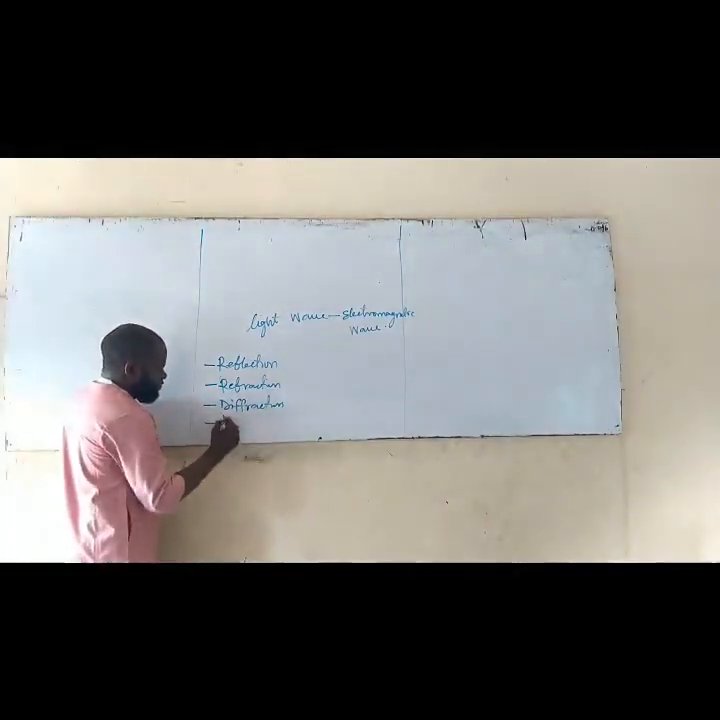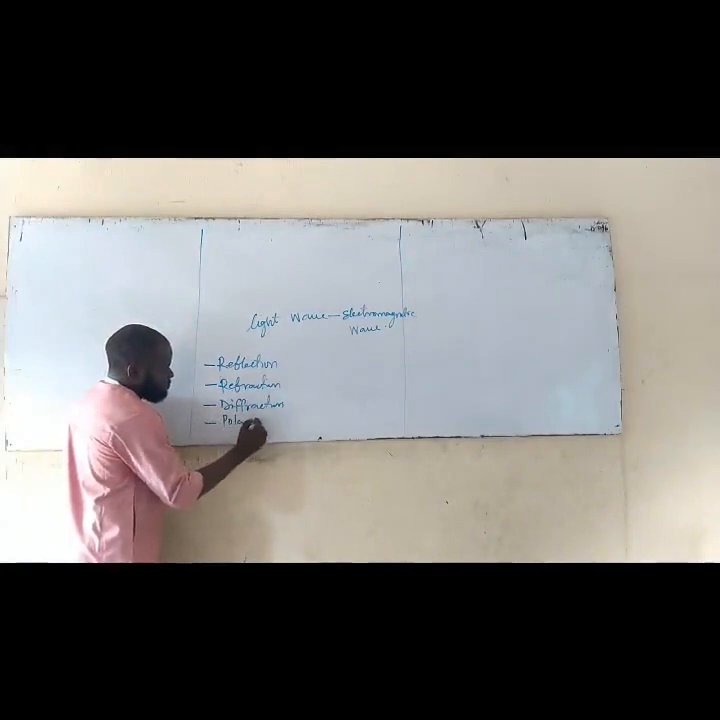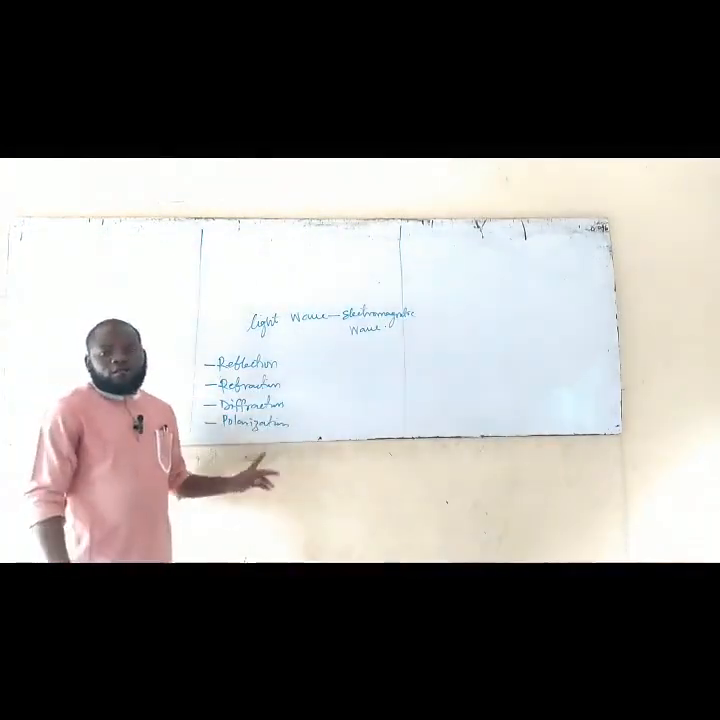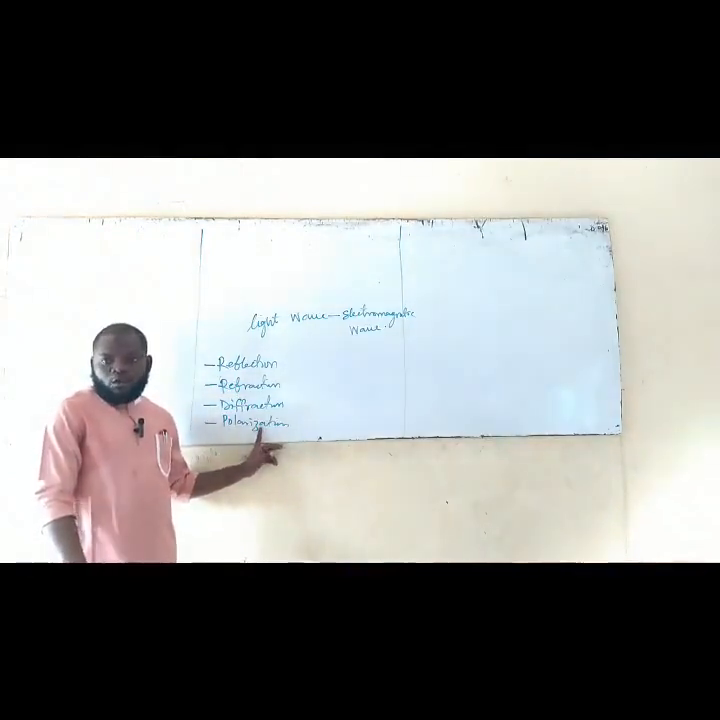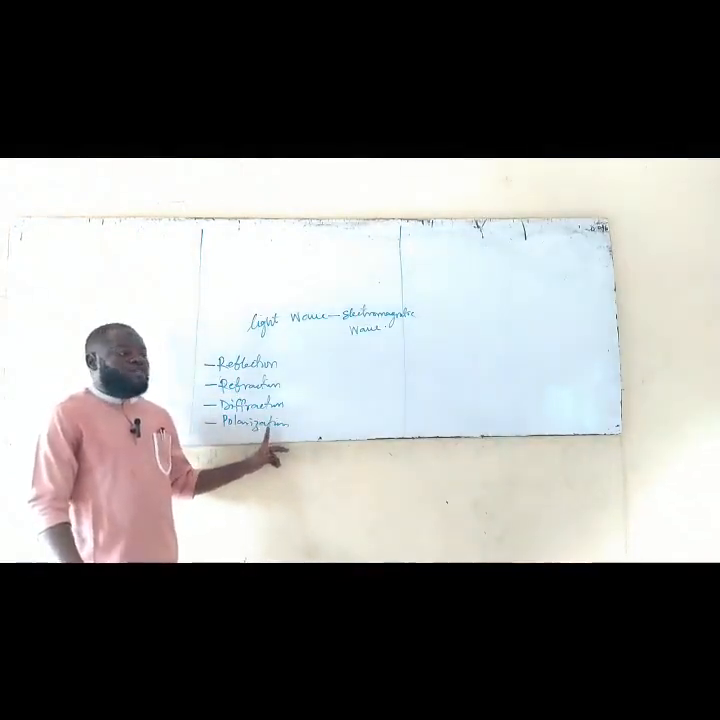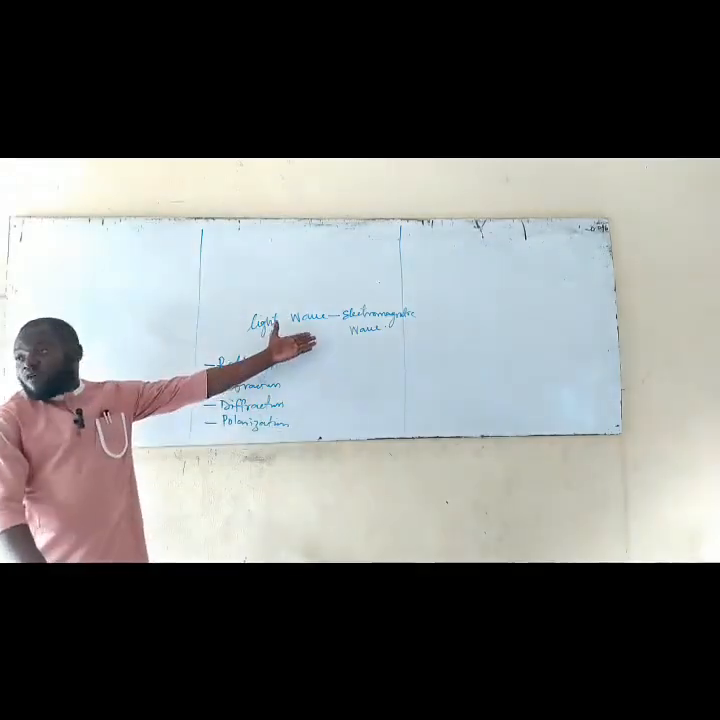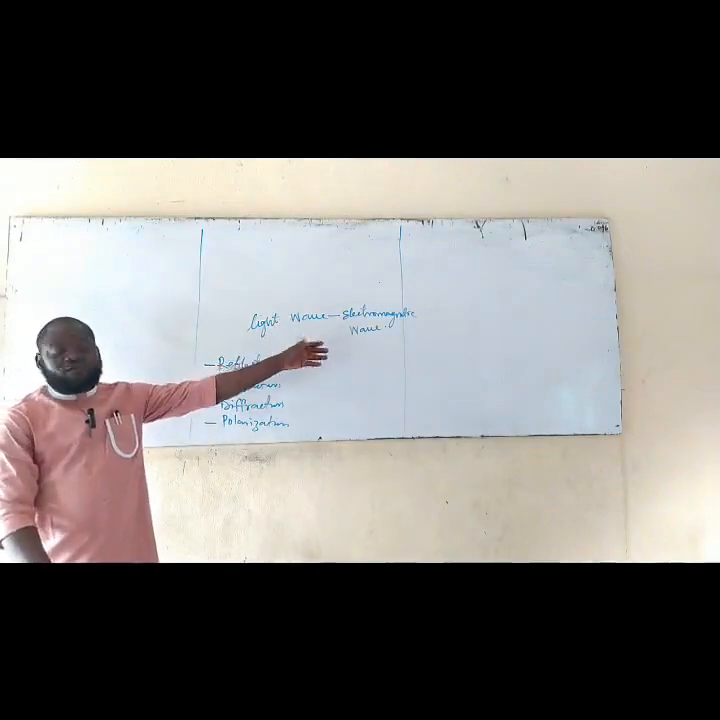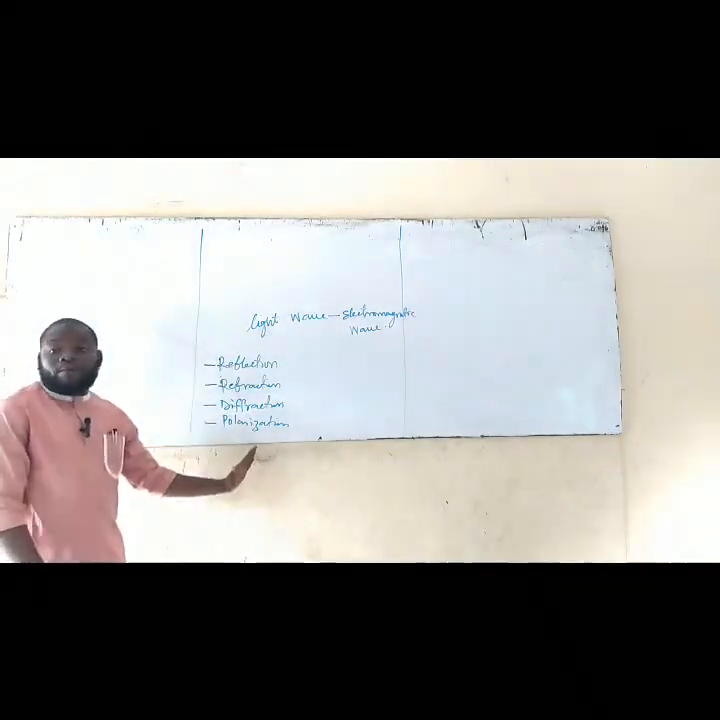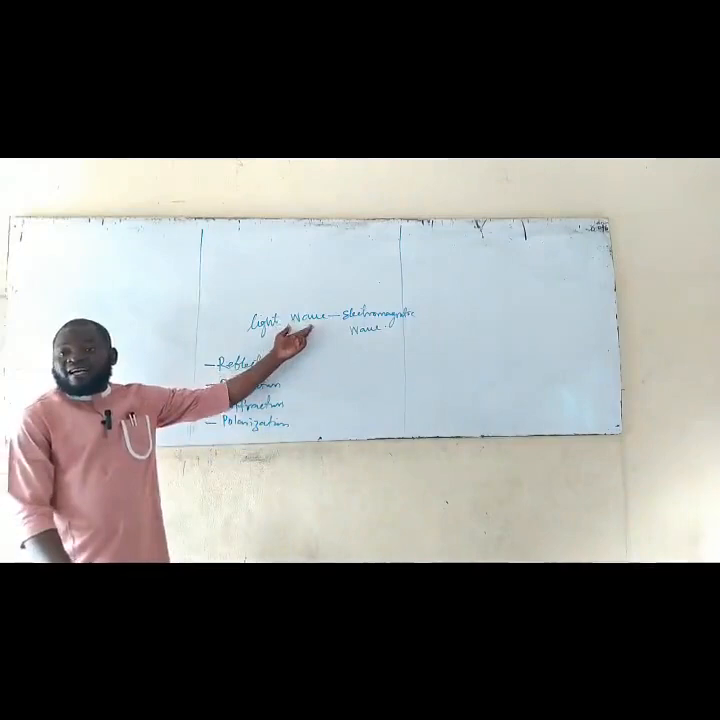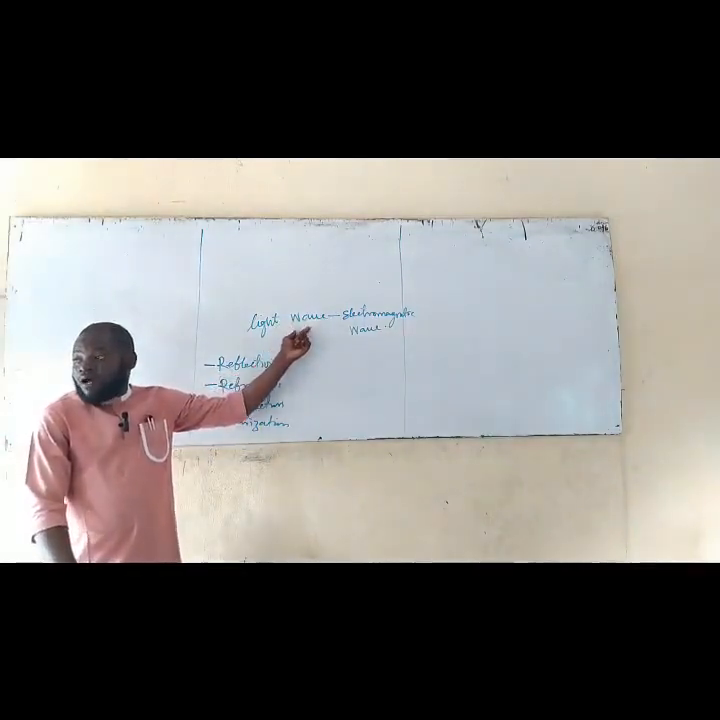Then we have polarization. Not all waves can be polarized. Are we together now? Only transverse waves can be polarized. Am I making sense now? So since light wave is an example of a transverse wave, definitely all these four properties are what light can exhibit. Are you getting it now?